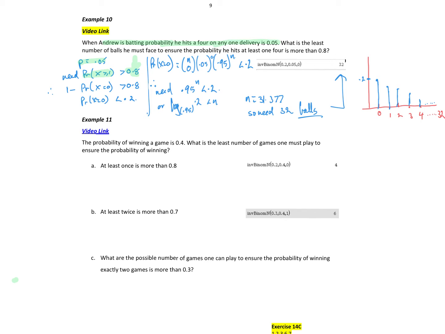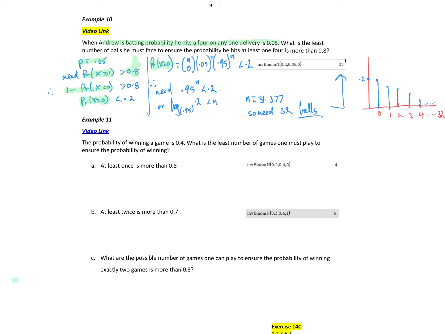I guess a more exact way is to consider that the probability x is greater than or equal to 1 is 1 minus the probability that x is equal to 0. Because if Andrew has to hit at least 1 four, it's 1 minus the probability he hits no 4s. So if we rearrange that, what we're really looking for is that the probability that x is equal to 0 is less than 0.2. So the probability that Andrew hits no 4s is less than 0.2, because then the probability he hits at least 1 will be above 0.8.